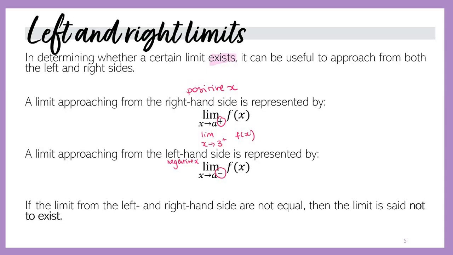Now, if our limits approaching from the left and the right-hand side are not equal, then the limit is said not to exist. And this is really, really important when we decide what can be differentiated and what cannot be. Okay, so our limit of f of x exists if our limit as x approaches whatever value we choose from the right-hand side is equal to the limit if we approach it from the left-hand side. That's when your limit actually exists.